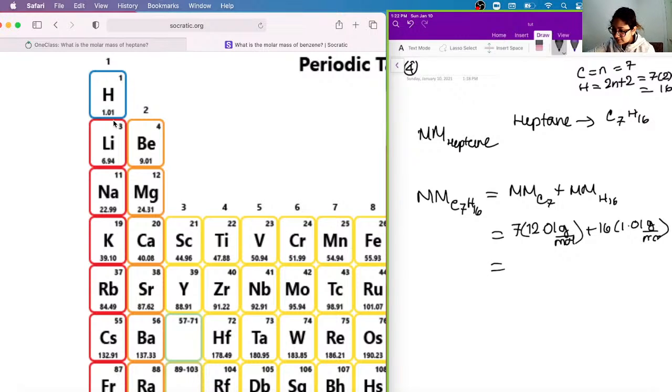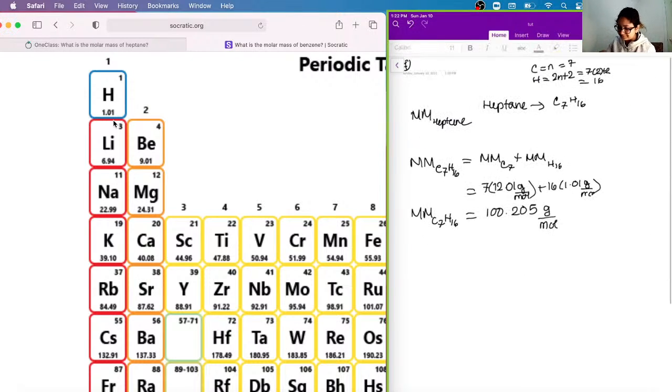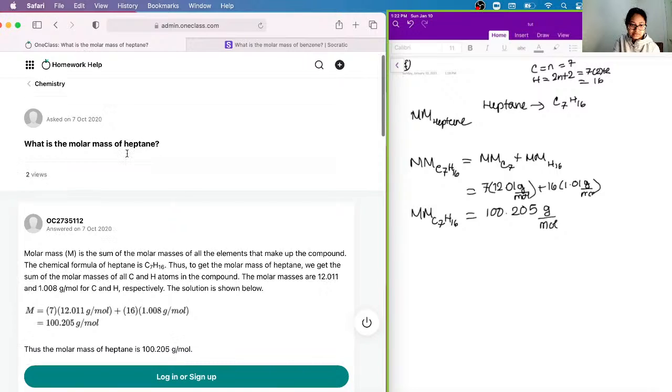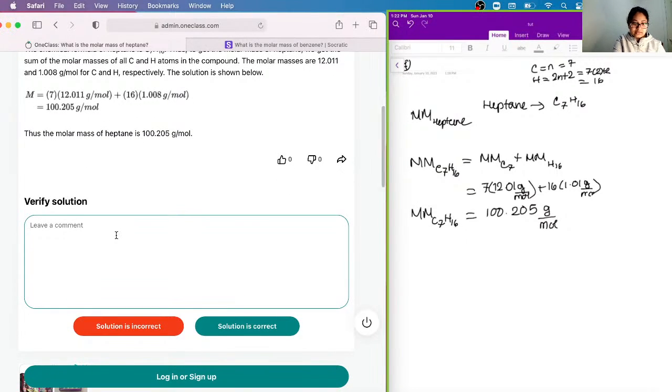And once you do the math here, you would get a molar mass of 100.205 grams per mole. So the molar mass of heptane, which is C7H16, is equal to 100.205 grams per mole. This is what they've got. The solution is correct.